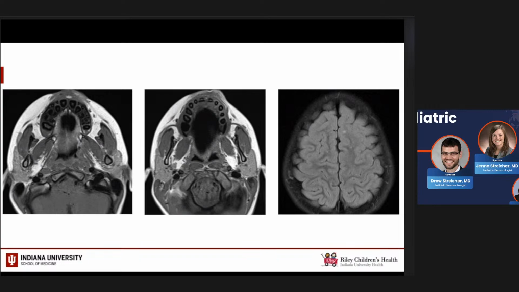But in these cases of just localized scleroderma, it's usually going to be cutaneous only. That would be the only finding.